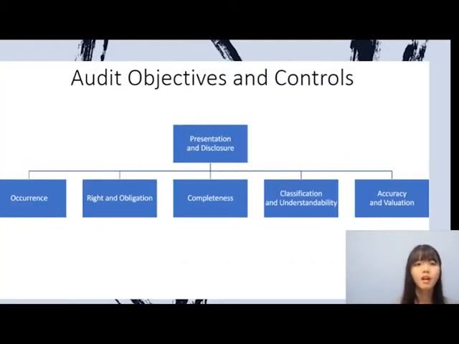Next is the presentation and disclosure objective. First is occurrence and rights and obligations. Disclosed PPE transactions have occurred and pertain to the entity. Third is classification and understandability. The details of additions and disposals of PPE support their classification and disclosure in the financial statements. Last is accuracy and valuation. PPE transactions are disclosed accurately and at the appropriate amounts.